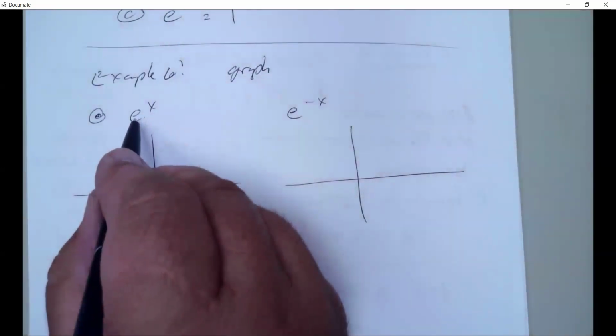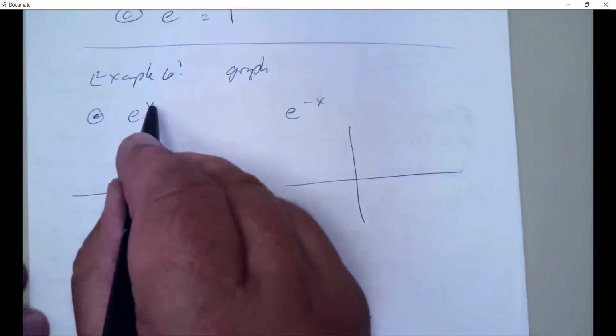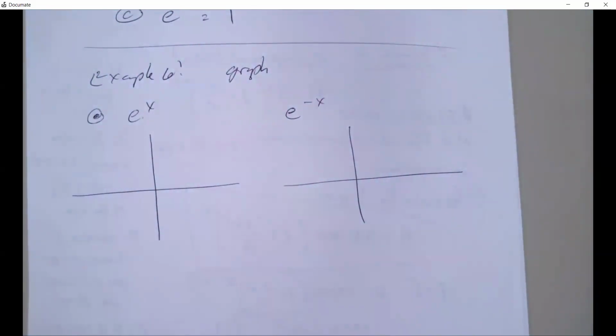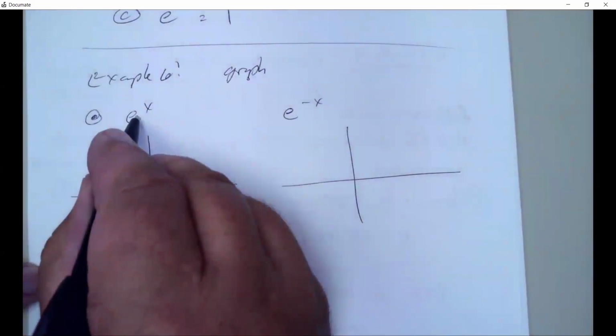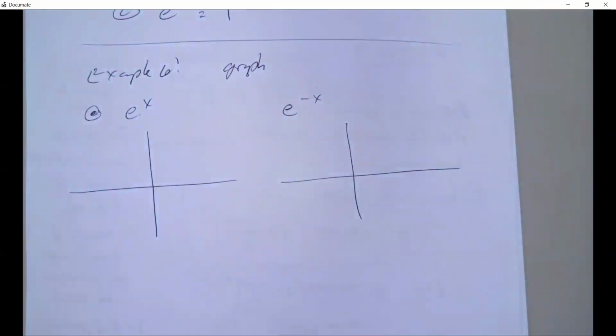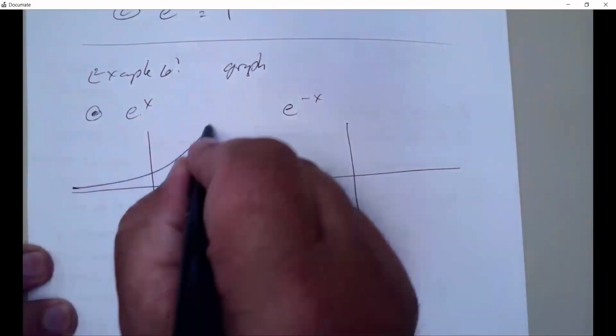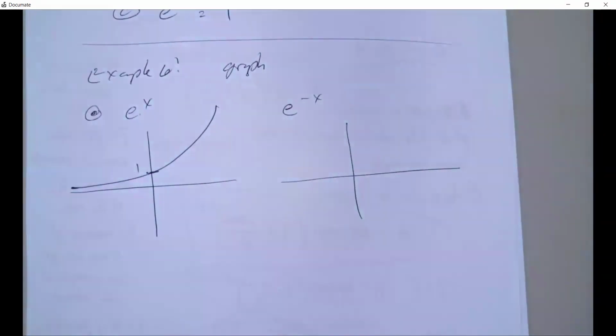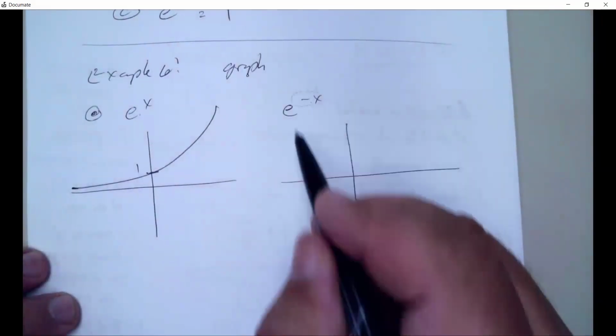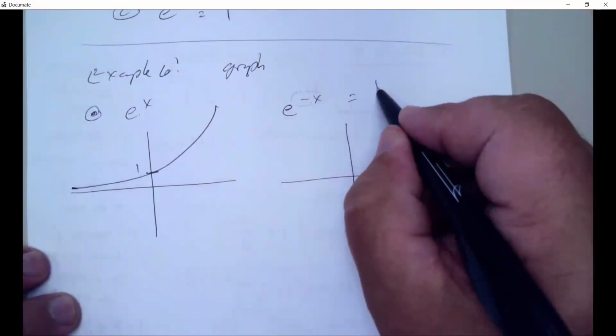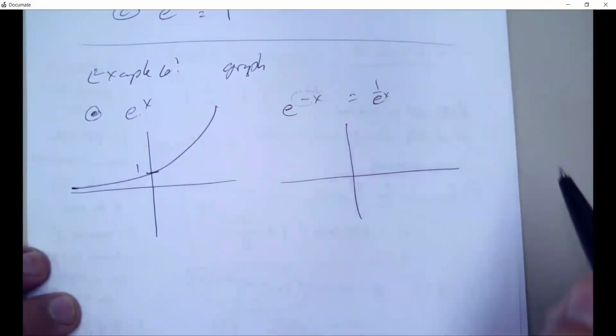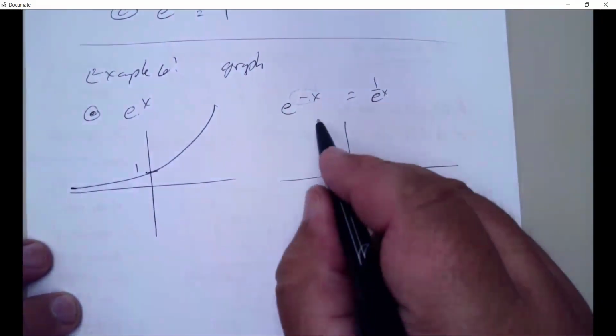What would e to the x look like? No, there's not one point. It's a graph. It's got an infinite number of points. Well, what is e? Is it between 0 and 1, or is it greater than 1? It's greater than 1, so the graph looks like this. Crosses at 1. Now, since the exponent is negative, what we have here is 1 over e to the x. It's a decreasing function.